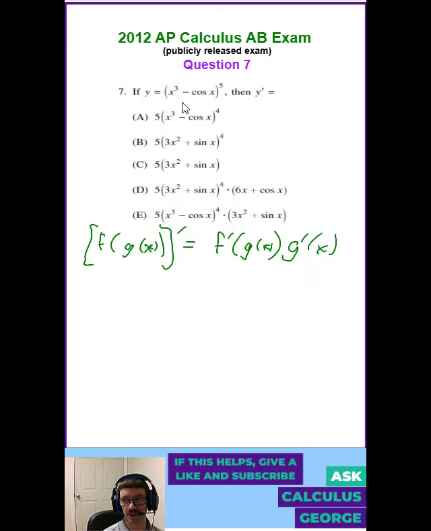So what's the inside or outside function here? Think about order of operations. What's the last thing you do? The last thing you do is raise everything to the fifth power, because you do everything in parentheses first, then raise to the fifth. So the outside function is something to the fifth power.